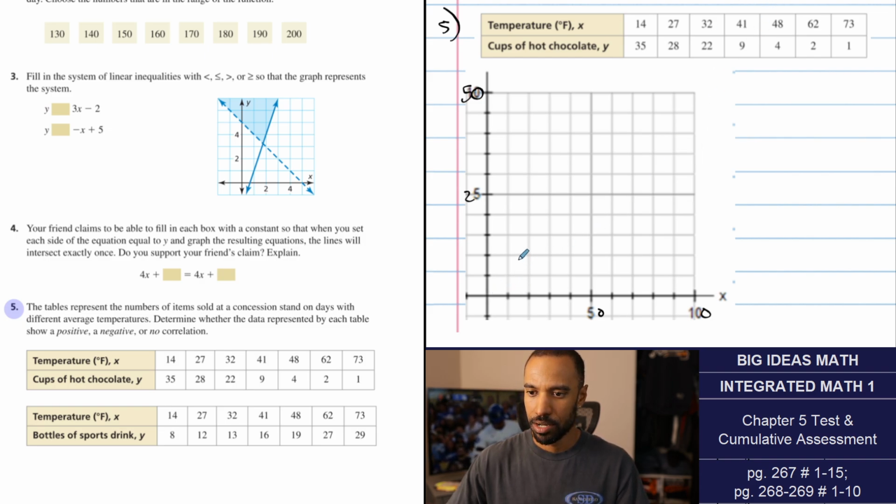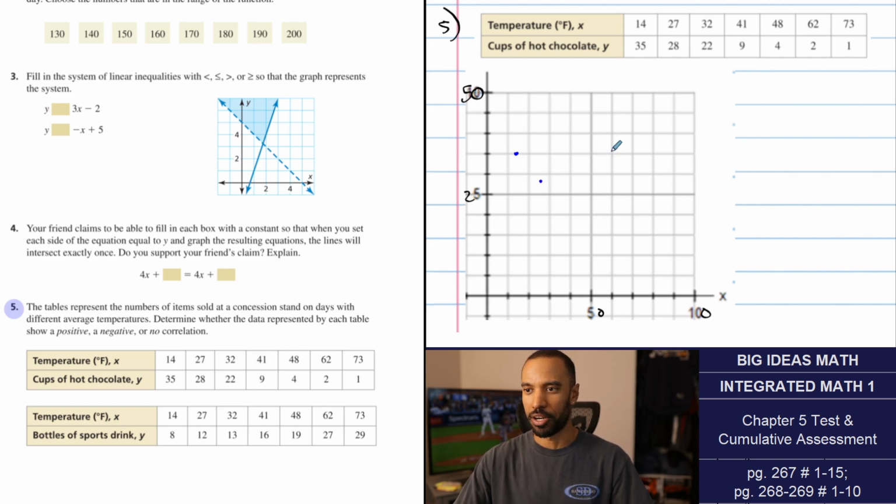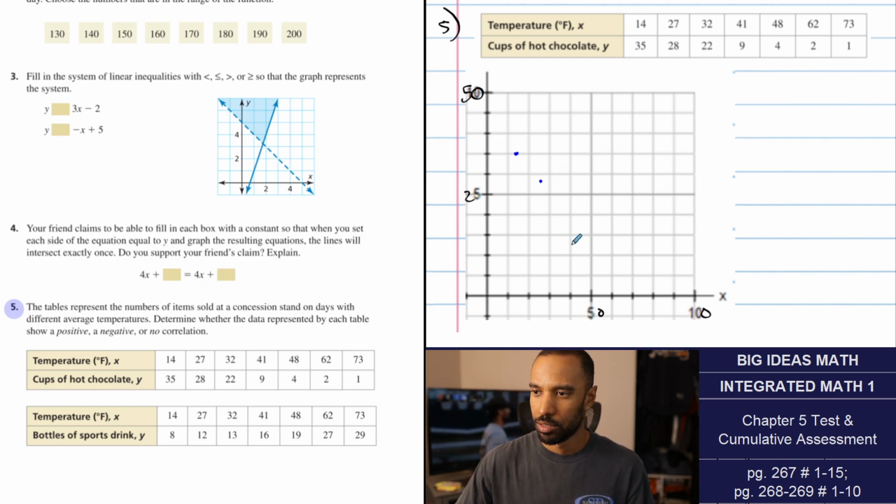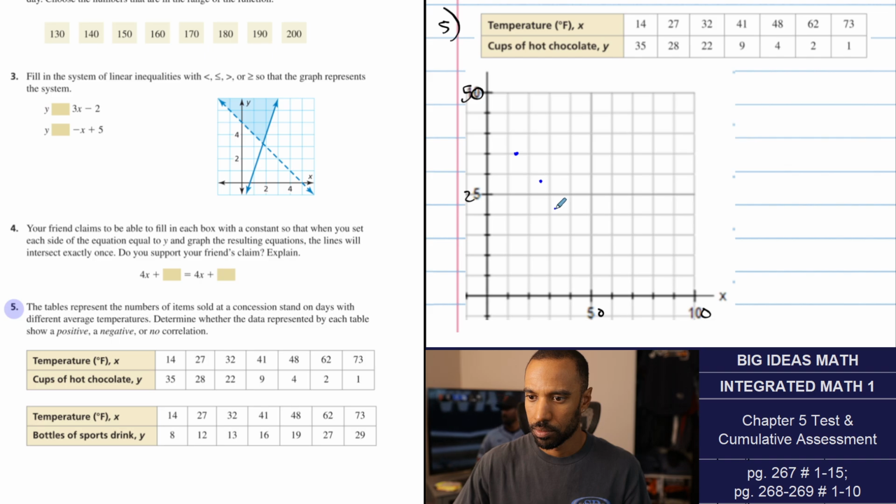14, 35, 27. Remember these go 10, 20, 27, and then we go 28, because these go by 5s. That's the tricky part here. 32, 22. Sure, this won't be perfect, but sure. This so far looks like a negative correlation. 41, 9. Oh, the x's are increasing. I thought these were random. I'm sorry about that. I probably didn't need to.